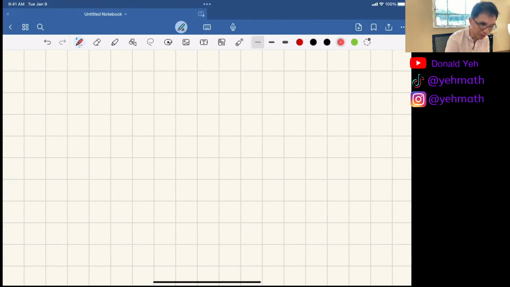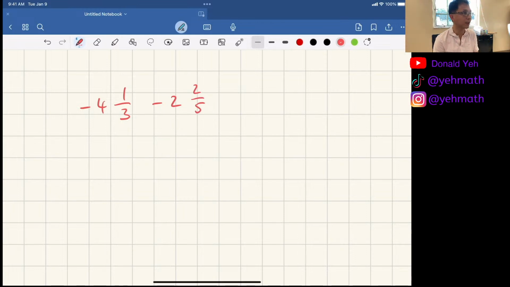So I'm just gonna go to the next one, addition and subtraction. So the problem is negative 4 and 1/3 minus 2 and 2/5. Okay, so I want you to subtract this properly. See if you can subtract it.